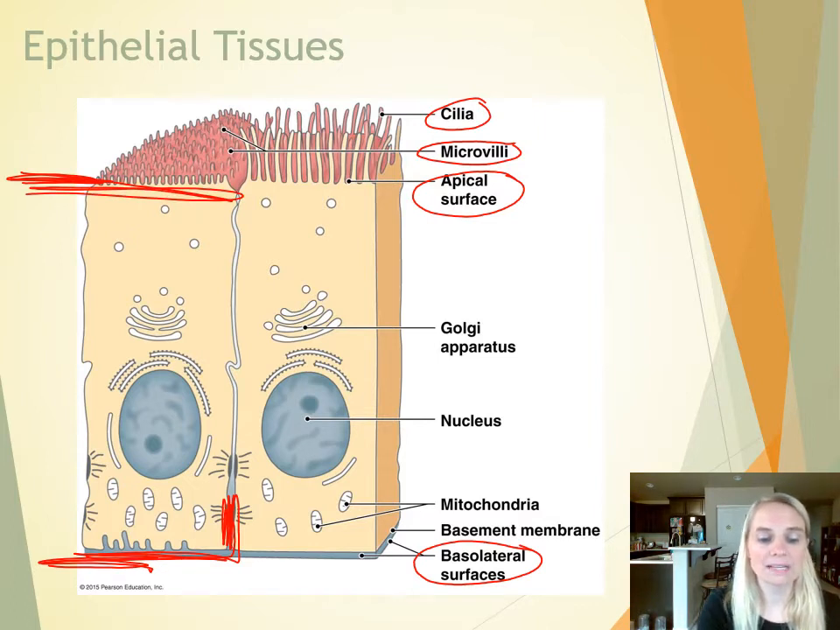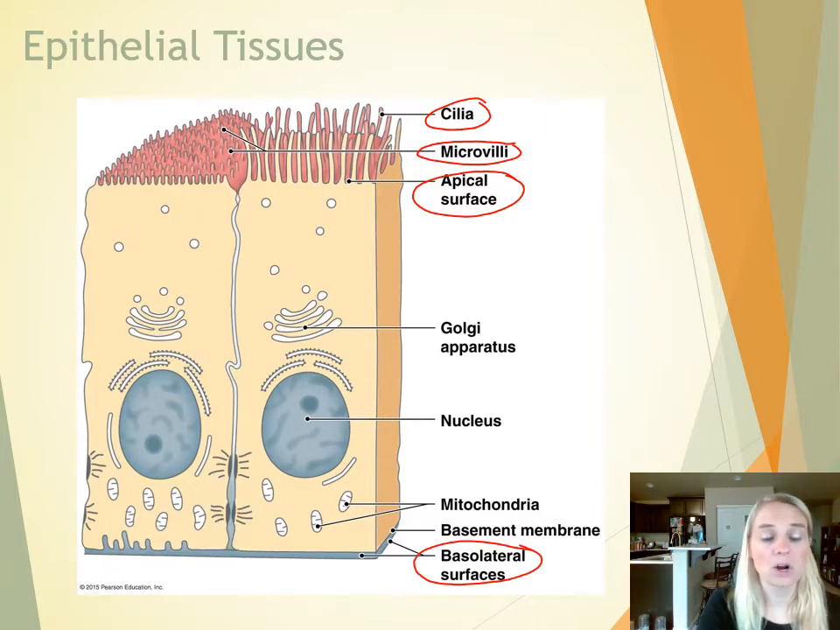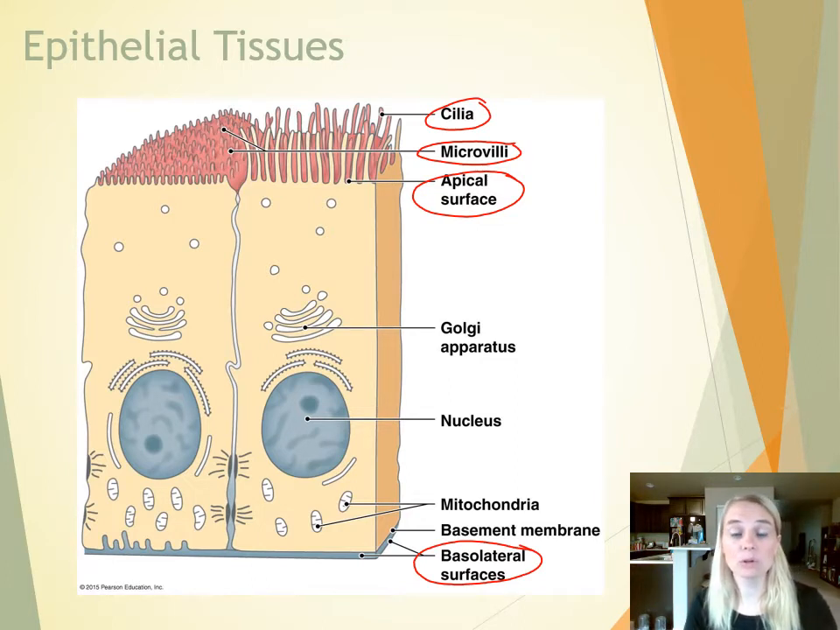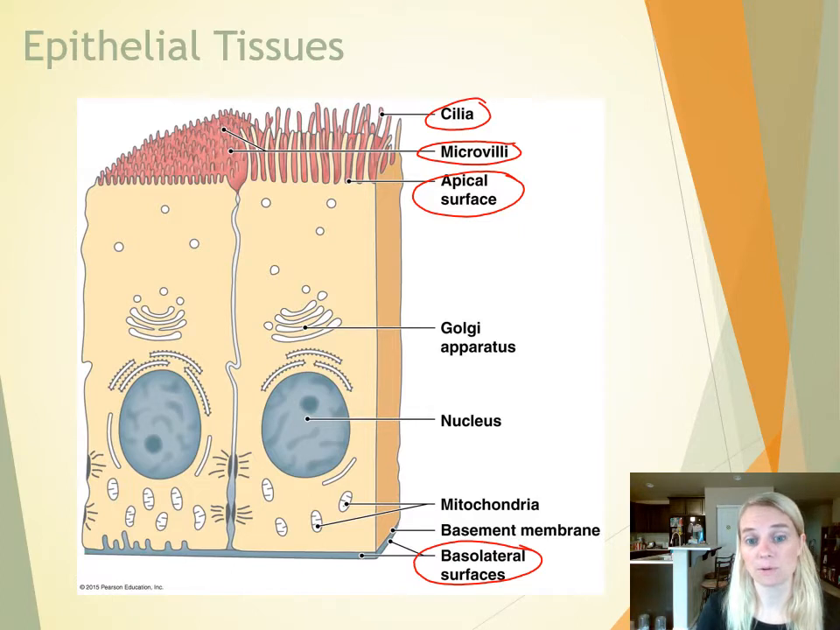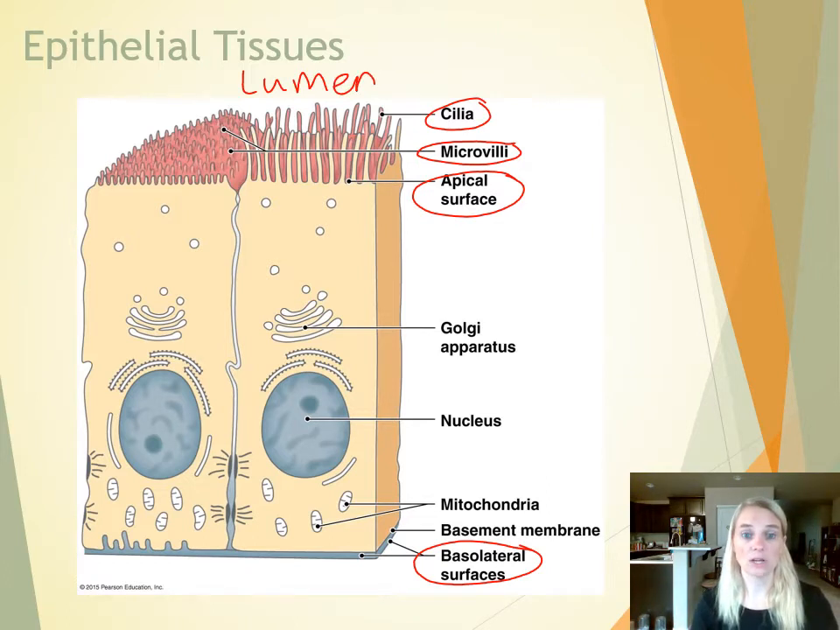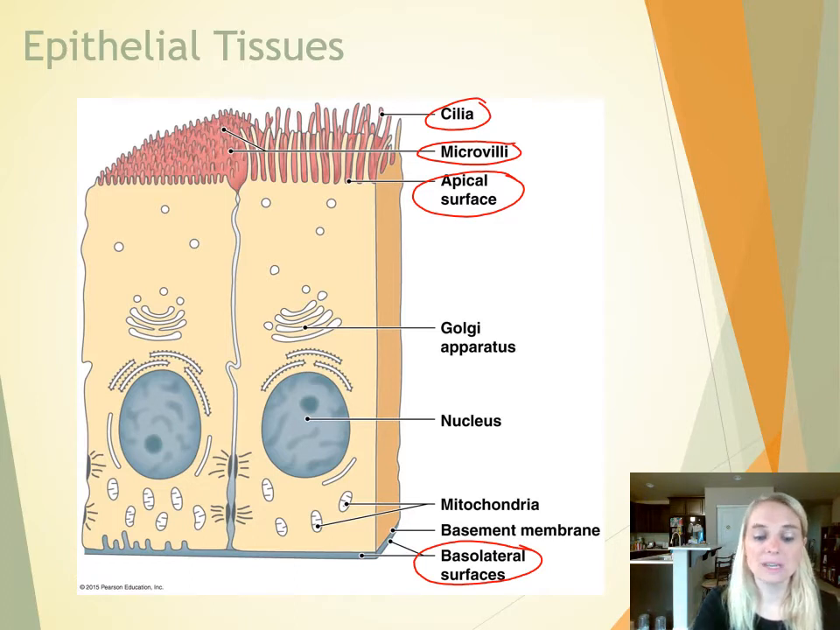If we wanted to use that in a sentence to put it in context, we could say cilia and microvilli are located on the apical surfaces of epithelial cells, where the basolateral, or the basement membrane, is connected, is found at the basolateral surfaces. Or the nucleus is closer to the basal surface and the cilia are found at the apical surface. Or the lumen of the digestive tract is in contact with the apical surface of those digestive cells. So just keep in mind the usage of those terms.